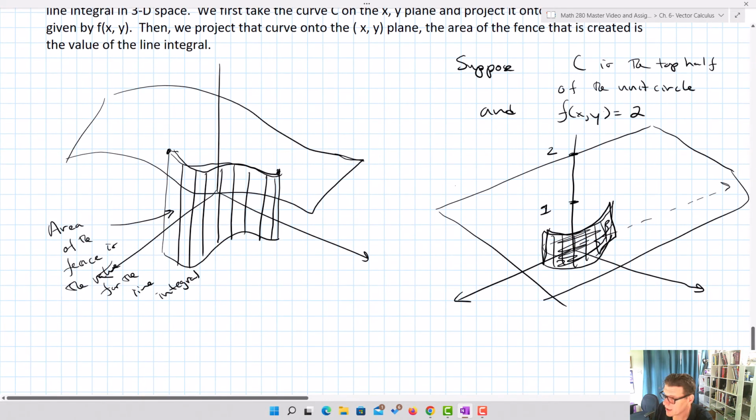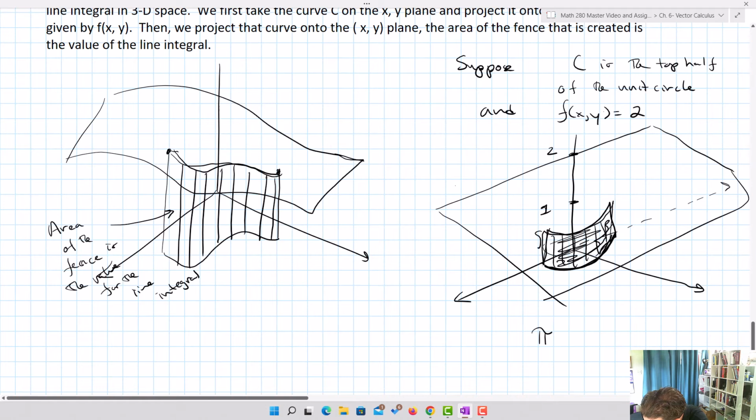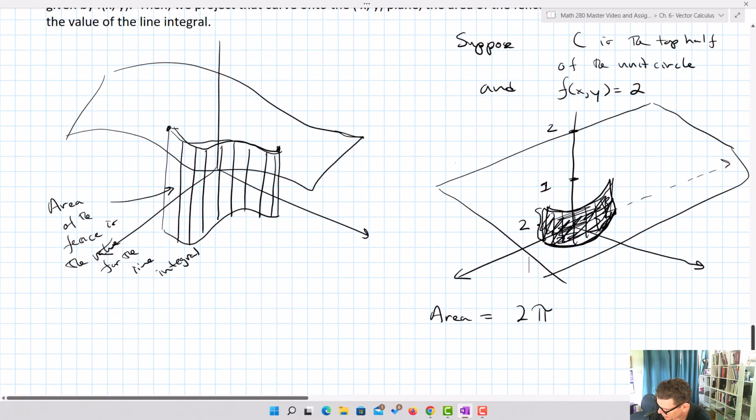Well, I can actually calculate that directly. What I know is that the arc length here, since we're looking at the unit circle, is pi, right? Because it's half of the unit circle. Whole unit circle is 2 pi. Half of it's pi, okay? Pi, and then its height is 2. So that area there is 2 pi. And what I expect is that for my line integral, I should end up with 2 pi as well. And let's actually just check that.